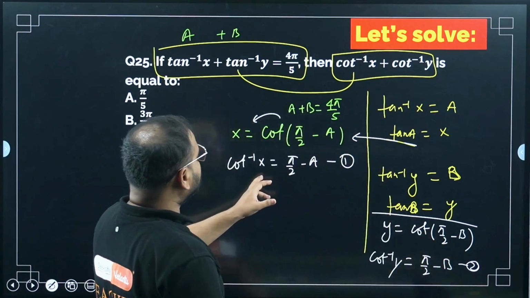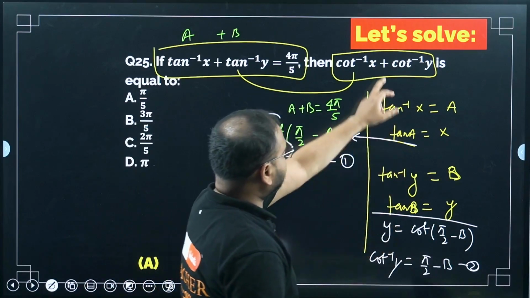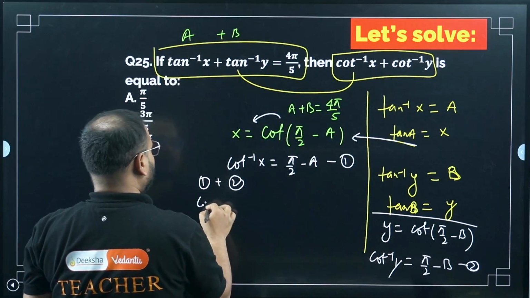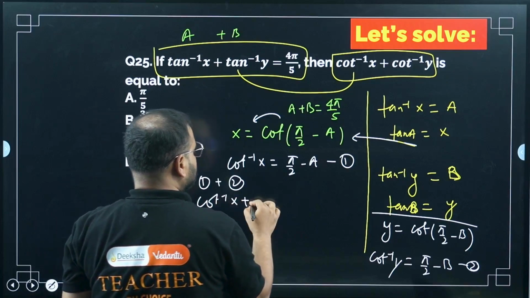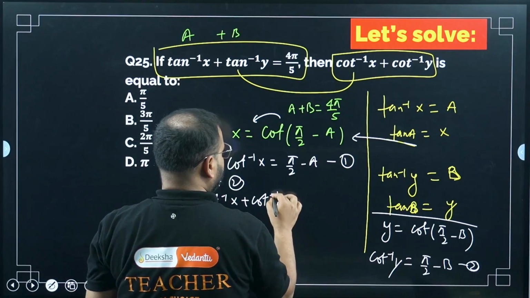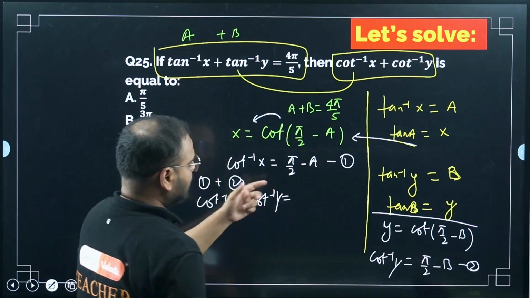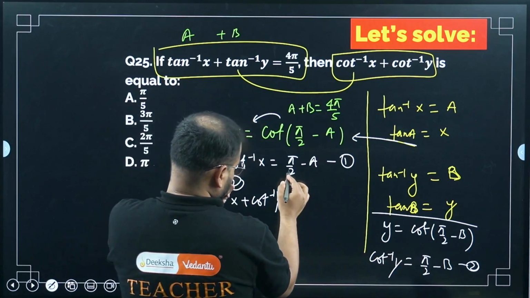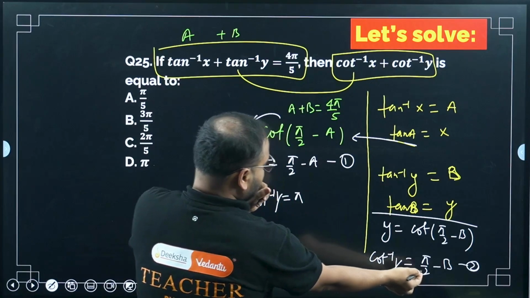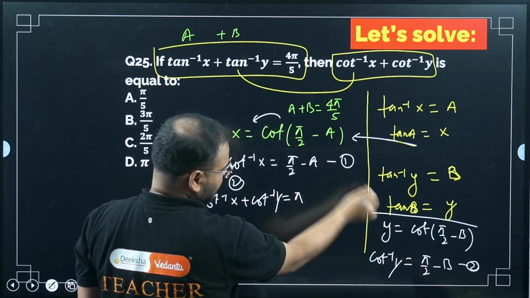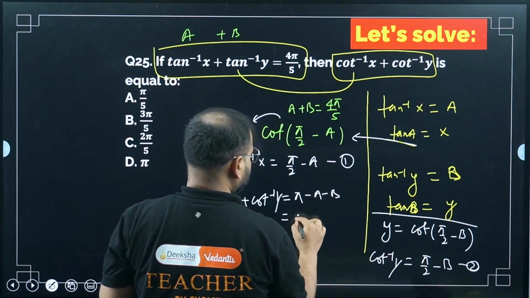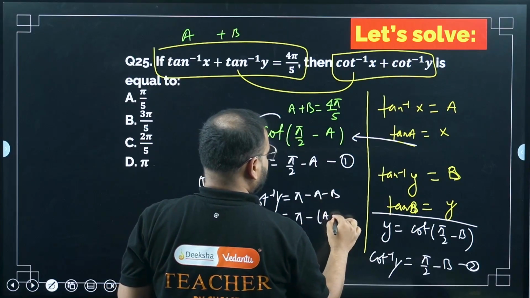Now see, that's what they're asking us to find: cot inverse of x plus cot inverse of y. So I will add equation 1 plus equation 2. I'll get cot inverse of x plus cot inverse of y equals pi by 2 plus pi by 2, which will be pi, and this will become minus A minus B. So pi minus (A plus B).